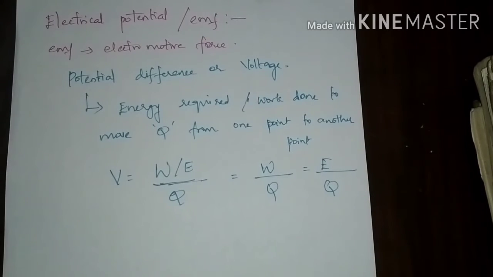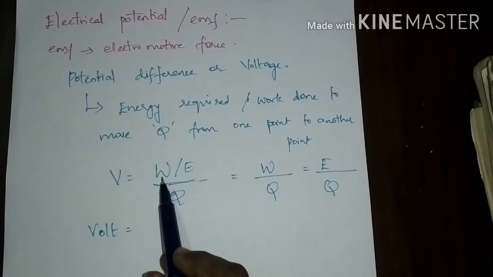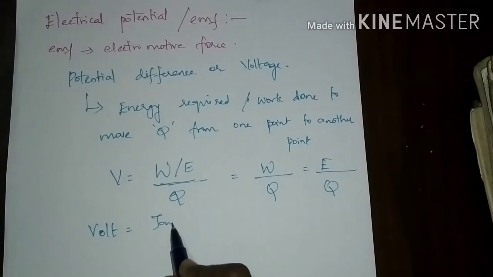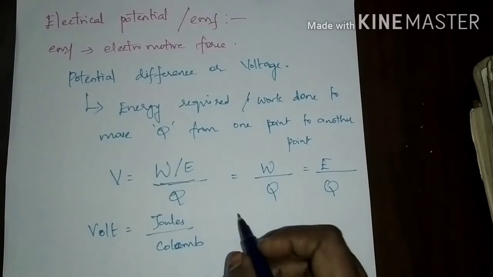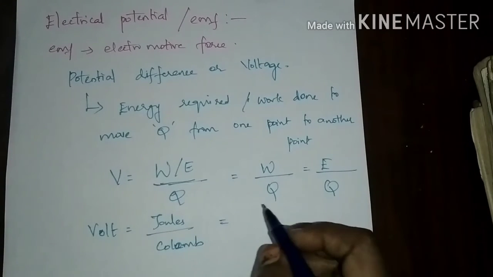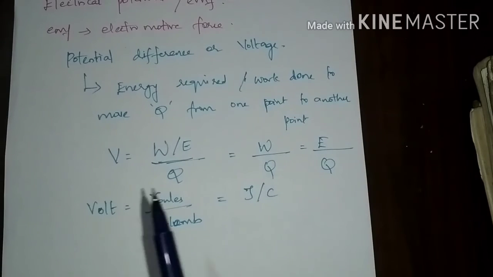Both are the same. The unit of potential difference is volt, the unit of work and energy is joules, and the unit of charge is coulomb. So the unit of potential difference, or voltage, can be joules per coulomb.